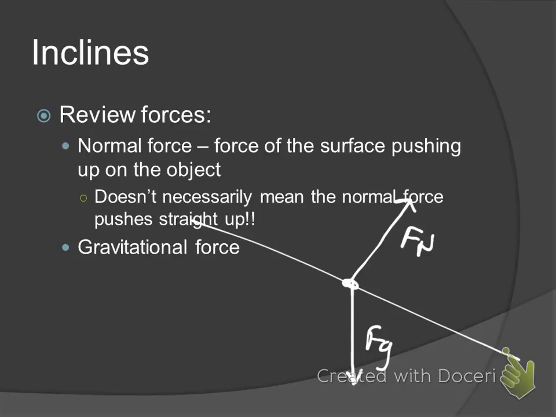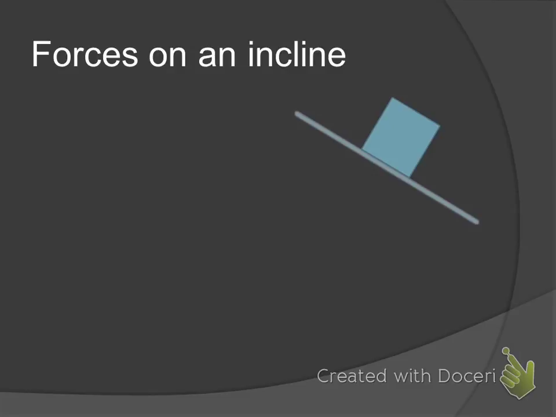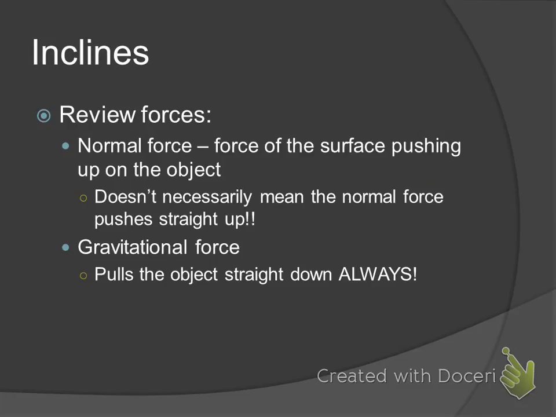So we're going to have to shift our thinking a little bit in terms of the forces that are acting here and how we can look at offsetting them. Our gravitational force still pulls it straight down all the time. Sorry, you can put that in your notes if you'd like. But normal force is perpendicular to the surface, and gravitational force pulls straight down all the time, regardless of the situation.